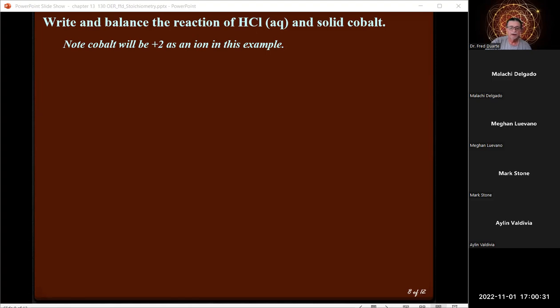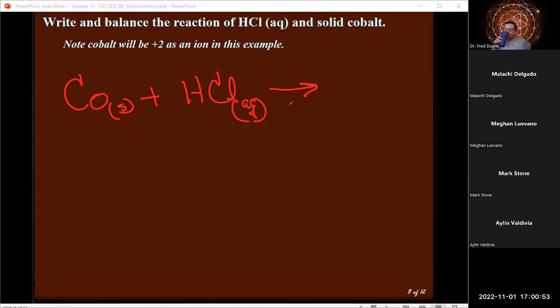All right, so let's write down the reaction. And so we have cobalt as a solid, and then we have HCl, aqueous system. All right, can anybody tell me what type of reaction this is?